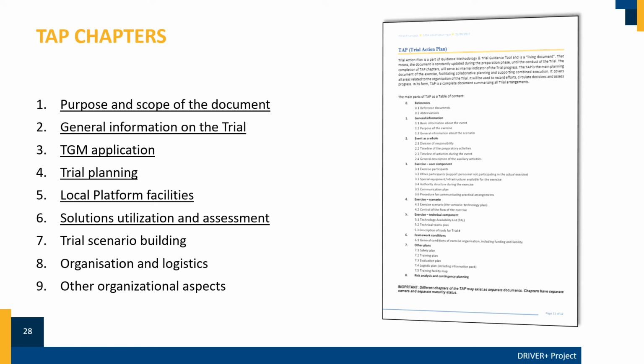Chapter 7 is dedicated to the scenario. It consists of 5 subchapters, being the scope, the storyline, included elements, a technology plan, and how you want to control the flow of this scenario. So a timeline of injects and when or under which conditions they should be activated.